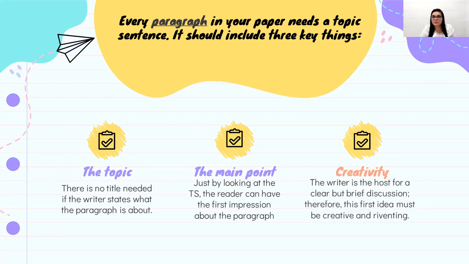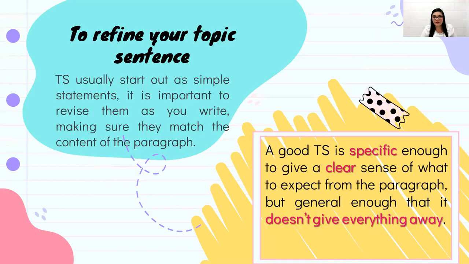Why is creativity important? Because the writer is the host. You're the host for a clear but brief discussion of just one paragraph. Therefore, this first idea that you have must be creative and riveting so that you can invite your reader to continue reading the discussion and seeing the details that you list. To refine your topic sentence writing, you need to remember this. The topic sentence usually starts out as a simple statement. It is important to revise your topic sentences as you write them, making sure that they match the content of your paragraph. If you have a topic sentence that matches exactly what you discussed, then your reader is going to quickly identify the main idea.